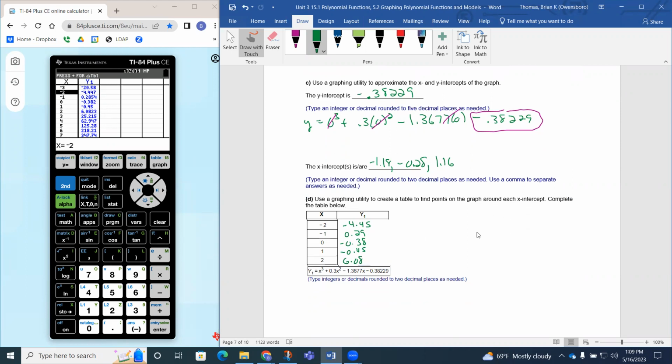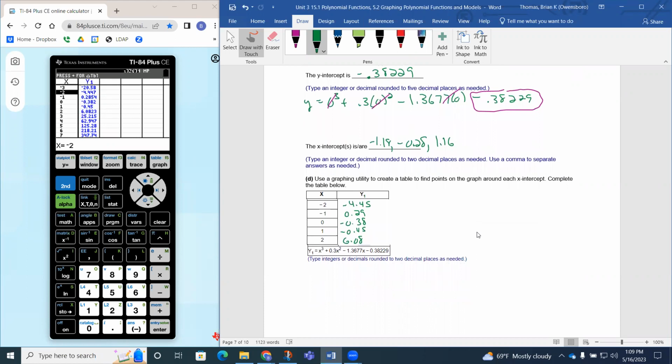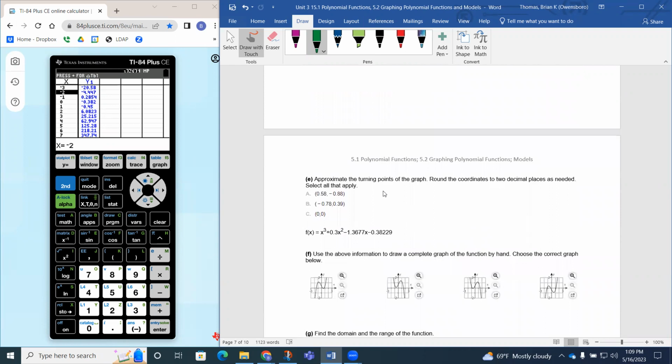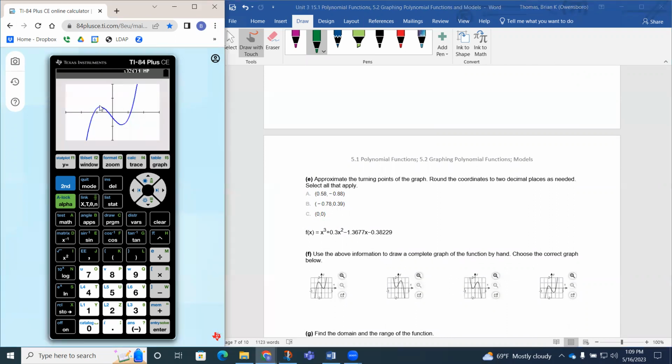So we just have to complete that table below. All righty. So next thing it says, approximate the turning points on the graph around the coordinates to 2 decimal places. So those turning points are also called max and mins. So if I go back to the graph, this is going to be a turning point here. So let's see if we can find that. That's going to be a maximum.